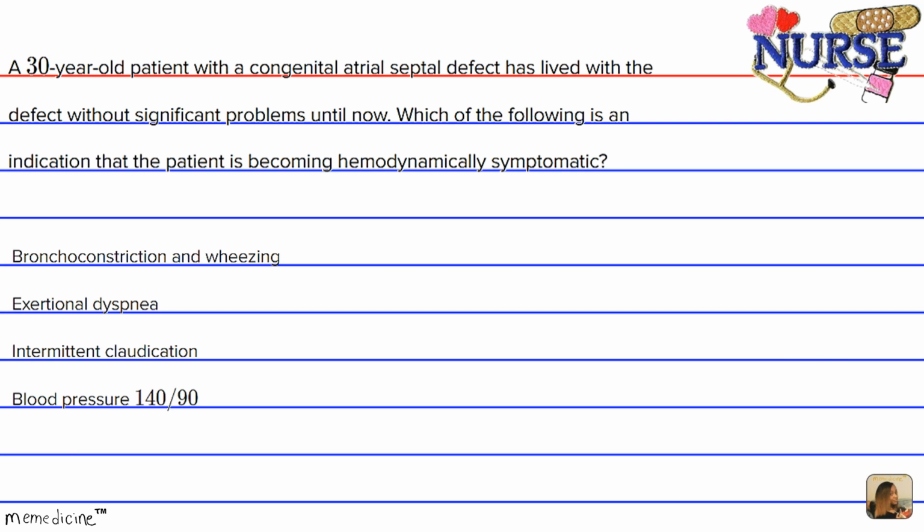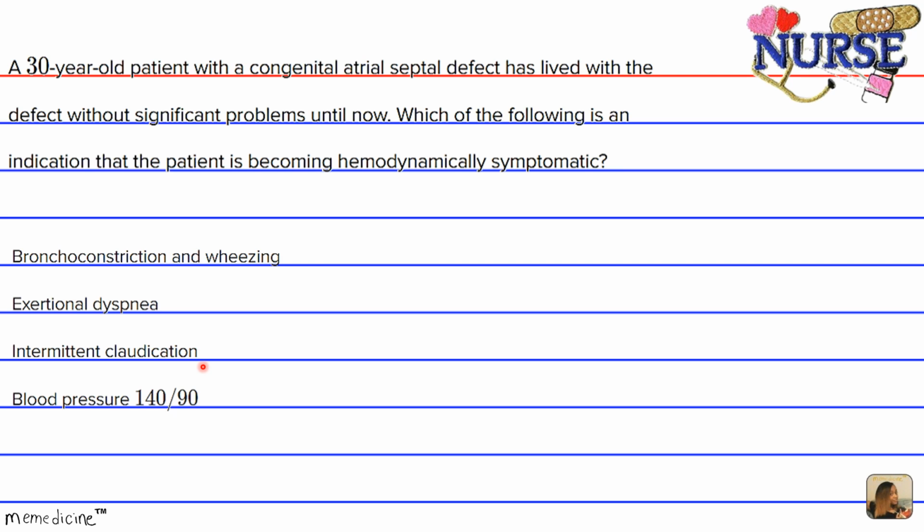Okay, so let's analyze each possible indication. First, let's note what hemodynamics means, just in case you forgot or you're wondering. The term hemodynamic just refers to the flow of blood through the vessels or the organs and tissues of our body, okay? So bronchoconstriction and wheezing is caused by constriction of bronchial smooth muscle and is not necessarily a hemodynamic symptom related to blood flow. Intermittent claudication.